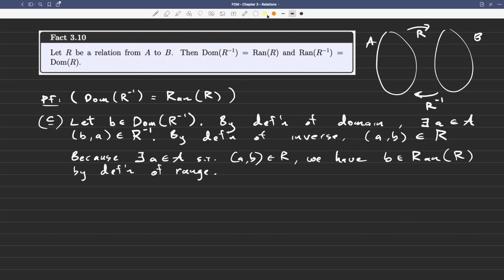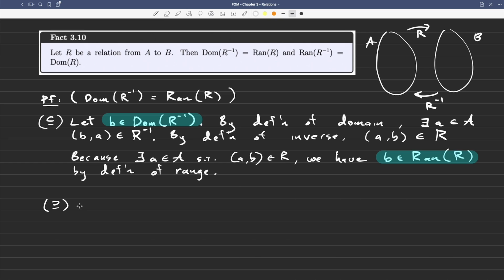And now notice that we started with b in the left-hand set, and we just arrived at b being in the right-hand set. So that proved that containment. And then the reverse containment is going to go very similarly. I'd say it's a reverse the logic sort of situation.